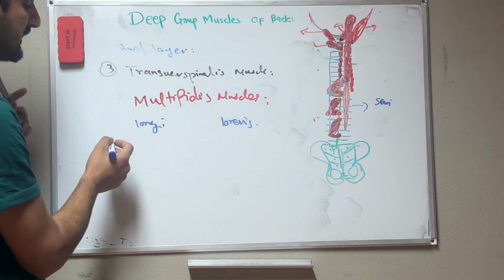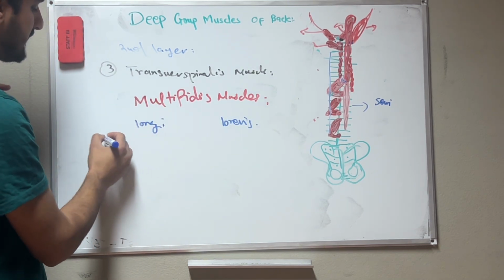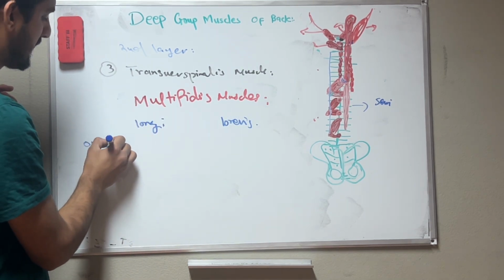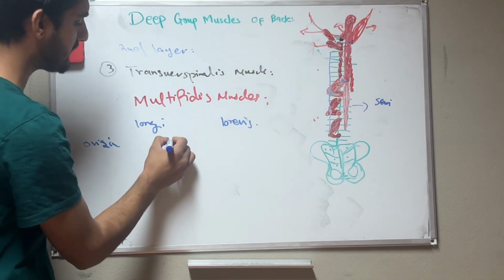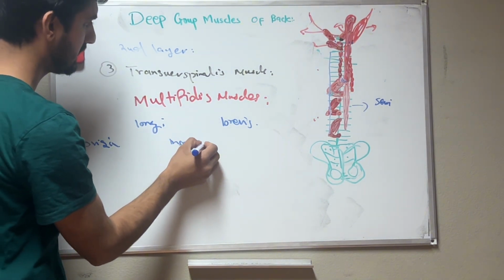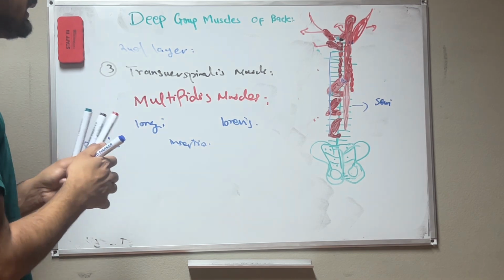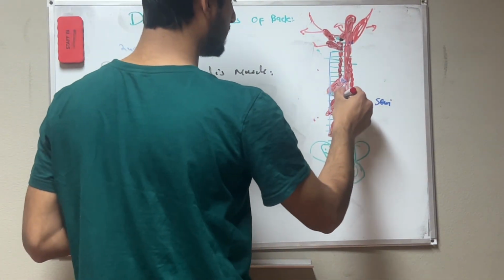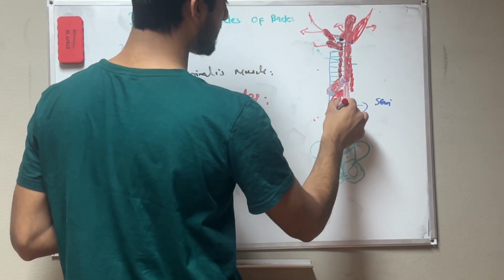Now the longi multifidus origination and insertion, because they are long, very long. The others are short. I will show you here: very long, and the short, and this is a short head.